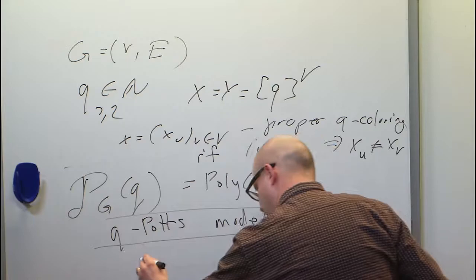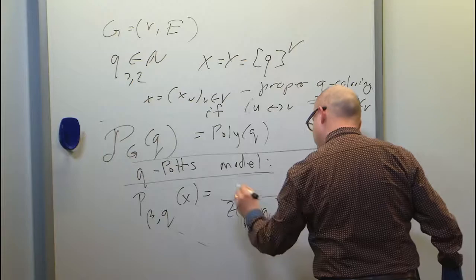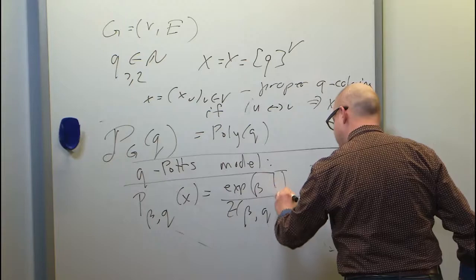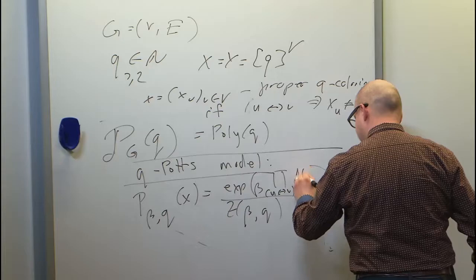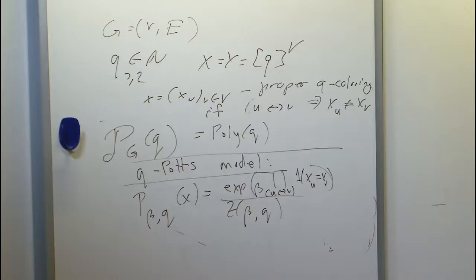And you pick a parameter beta, and then you have the following probability distribution on colorings up to a normalization constant, which is the partition function. You have the exponential of beta times the sum over all the edges, and then you penalize every time you violate the constraint. So even sampling from that directly is difficult. So instead, there are two well-known techniques for doing it.